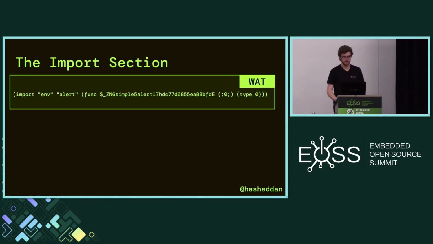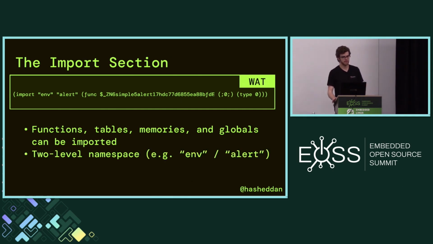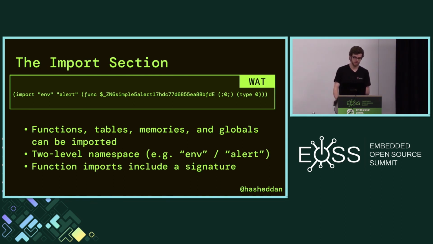Looking at the import, that's exactly like we said. We have an alert function. You can import functions, tables, memories, globals, basically anything that you want the WebAssembly module to be able to access that's outside of its sandboxed environment. There is a namespacing mechanism for imports. Here you can see we're in the env namespace, and we are importing a function with the name alert.